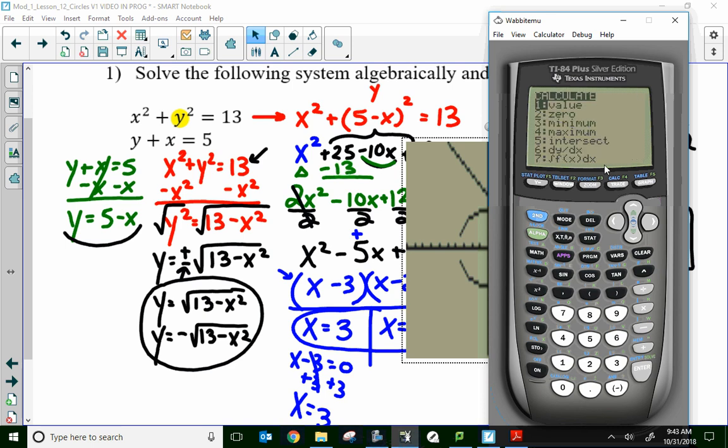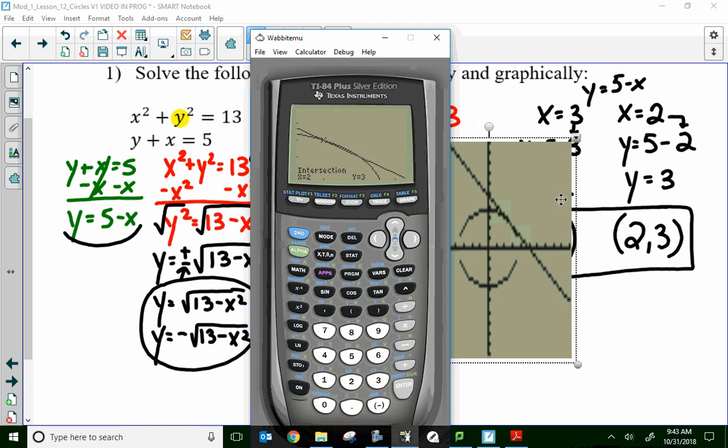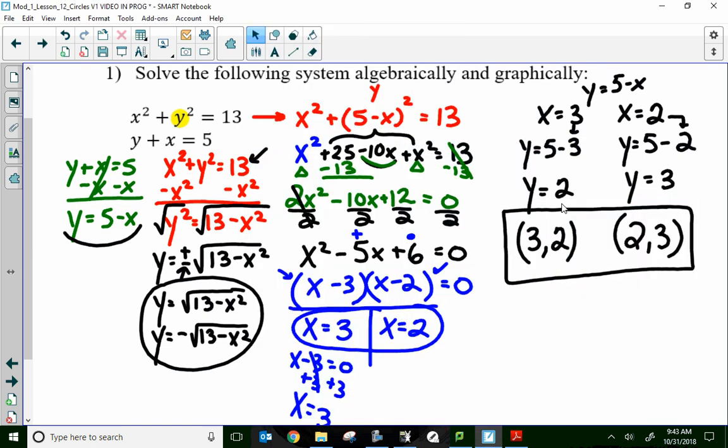Second, calc, intersect. Now, which one am I doing? Whatever intersection point I'm closer to, it will give me. And I hit enter 3 times. 2, 3. That was one of our answers. That was this answer right here, 2, 3.